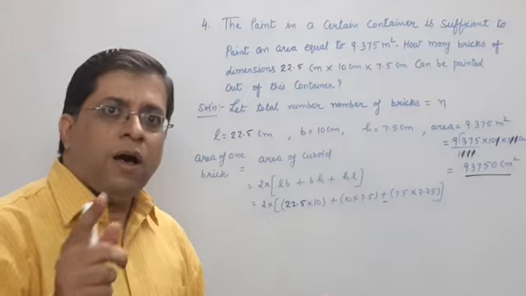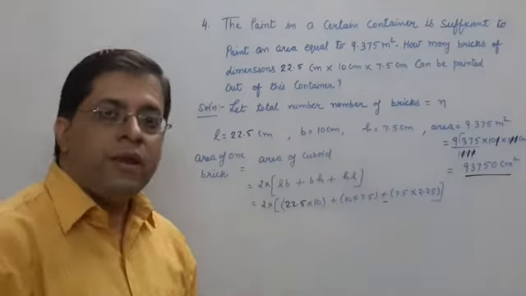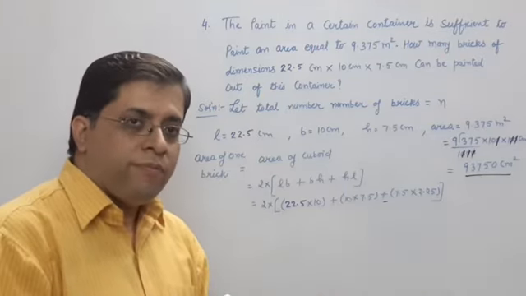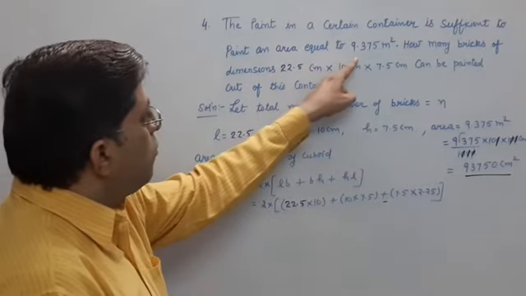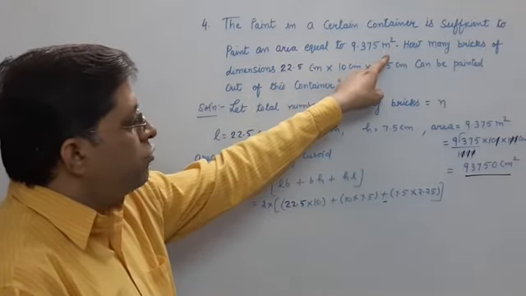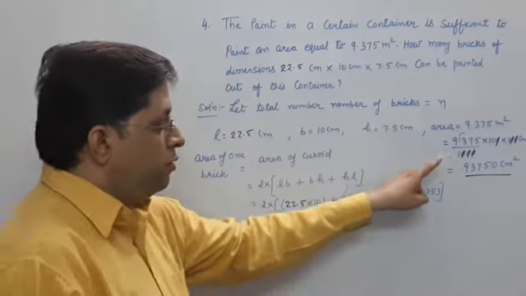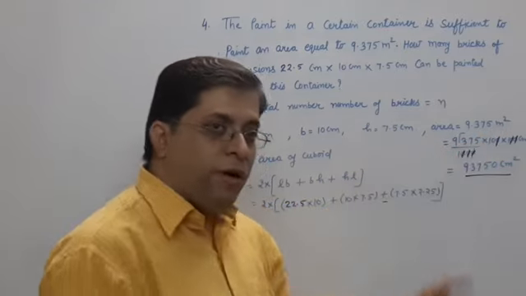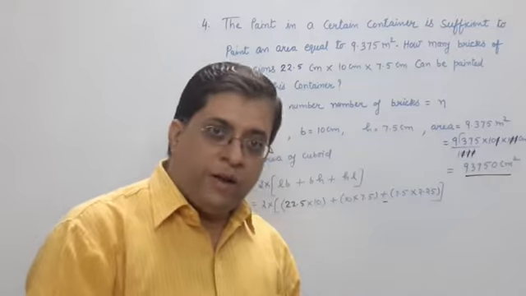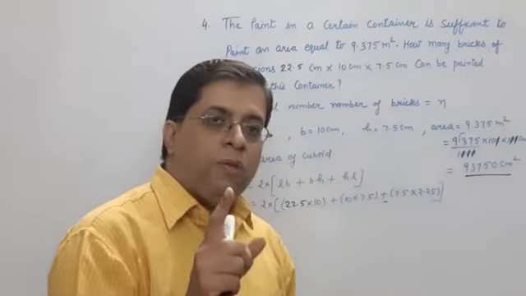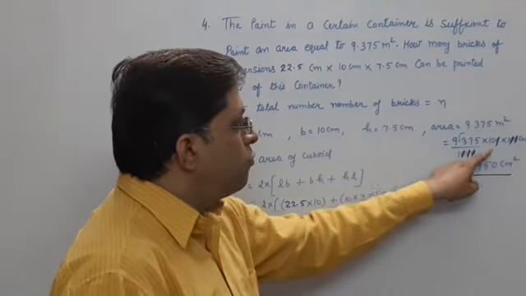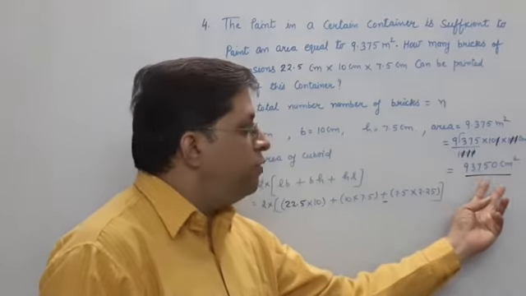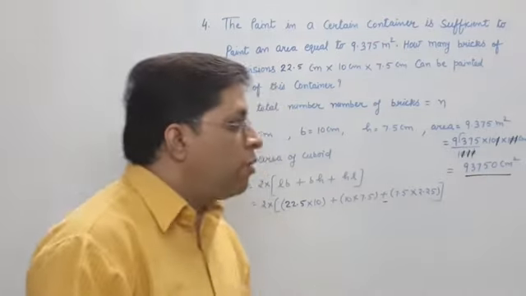Let number of bricks be n. L, B and H are given to you in centimeter, but area is equal to 9.375 meter square. So you have to convert into centimeter square. In 1 meter it is equal to 100 centimeter, so 1 meter square will be 100 into 100. Then you will get 93750 centimeter square.